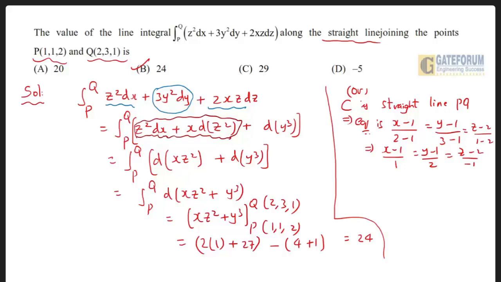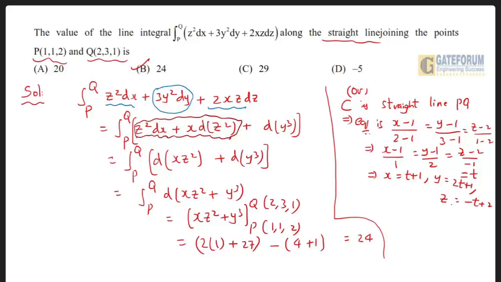Expressing y and z in terms of x is one method, but using that will take more simplification, and you may get silly mistakes. From the first two, find the y value in terms of x, and from the first and last term find the z value in terms of x. Sometimes that procedure will make it difficult. It is not difficult, but it takes more calculations and more steps. It is better to take all these three equal to t. From this, find x, y, z in terms of the third variable t, so all are in terms of one variable. So x is t plus 1, y is 2t plus 1, z is minus t plus 2.